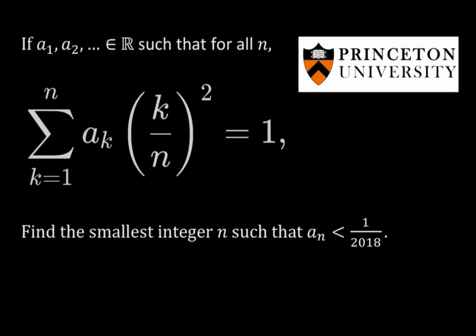Today, we are going to be solving a problem that comes from the 2018 Princeton University math competition. It states that if there exists a sequence of real numbers, a sub 1, a sub 2, and so on, such that for all n, the sum from k equals 1 to n of a sub k times (k over n) squared is equal to 1, find the smallest integer n such that a sub n is less than 1 over 2018.